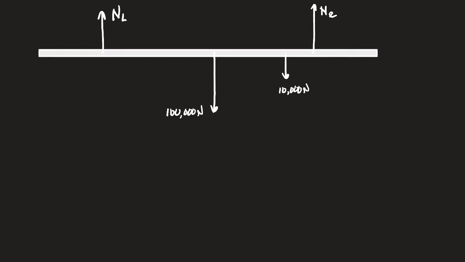Okay, we have two unknown forces. It does not matter which one of these we pick. We know they add up to be 110,000 newtons. As long as we can figure out one of them, we can figure out the other. We just need one of them. So you can pick either the left one or the right one to be our pivot point. Which one do you want to choose as our pivot?